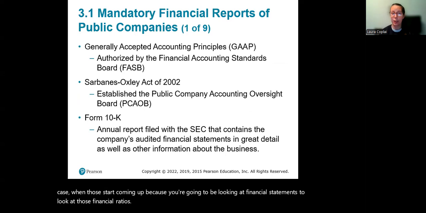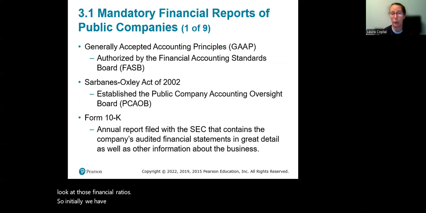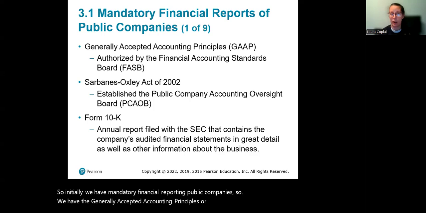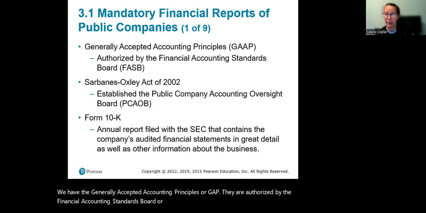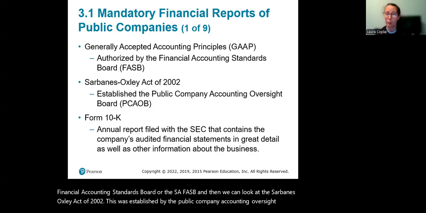So initially, we have mandatory financial reporting of public companies. So we have the generally accepted accounting principles, or GAAP. They are authorized by the Financial Accounting Standards Board, or the FASB. And then we can look at the Sarbanes-Oxley Act of 2002. This was established by the Public Company Accounting Oversight Board, or the PCAOB.